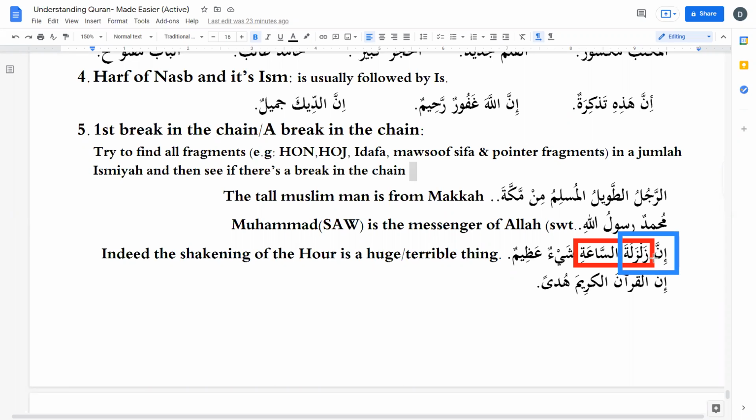Inna zalzalata, by definition, we say that inna and ism forms the mubtada. But because as-sa'ati is added to zalzalata, so as-sa'ati would also go in the mubtada segment. So inna zalzalata as-sa'ati is mubtada together, right? And then we have, do you see another fragment? Shay'un azimun.